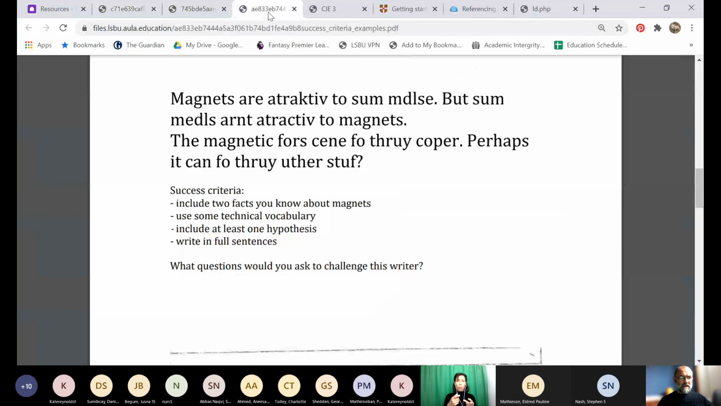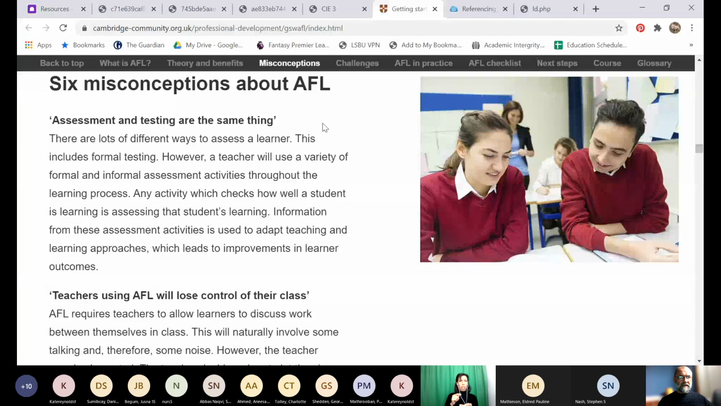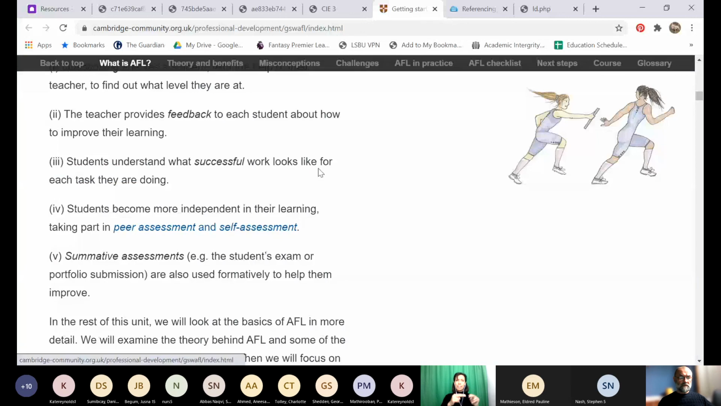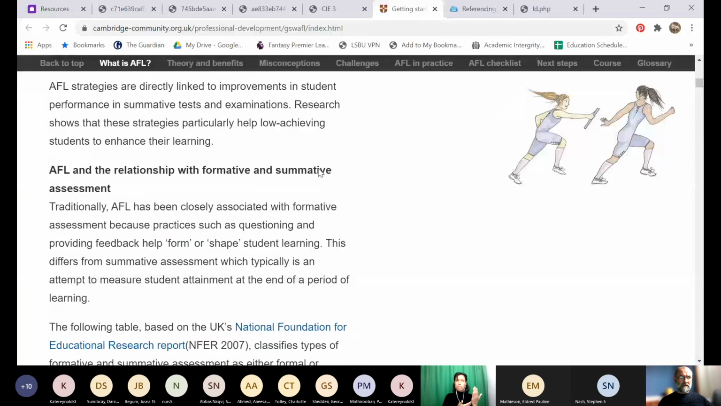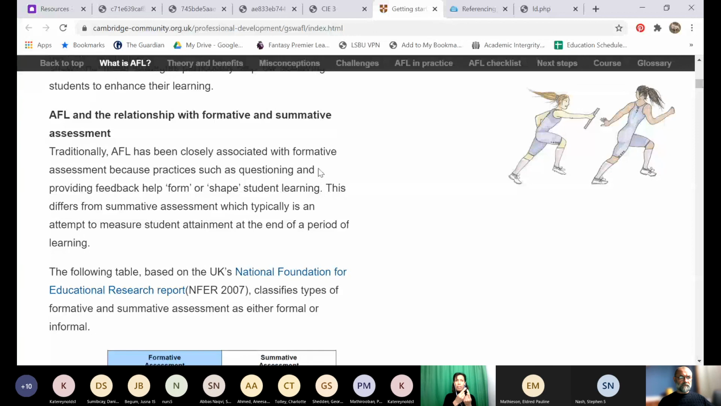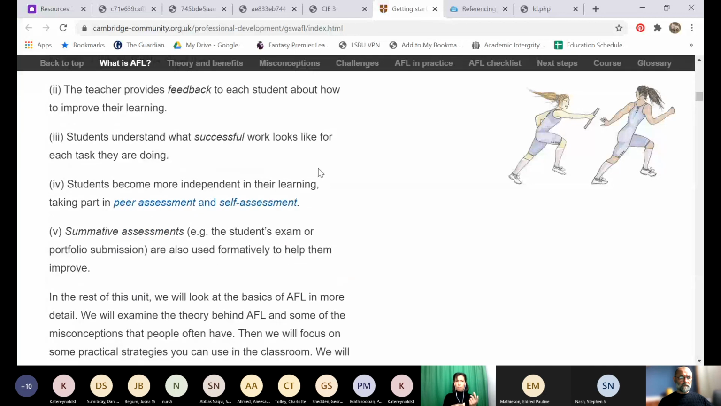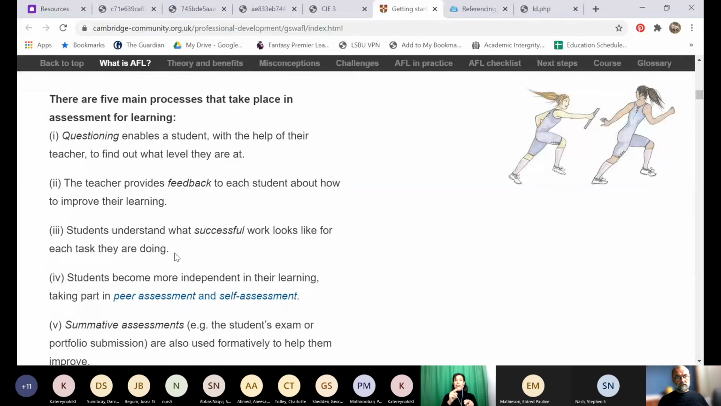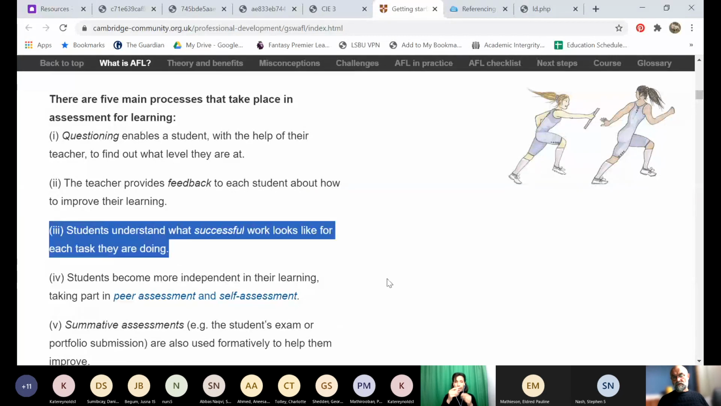let's think, it was in here. There we go. And back in the Cambridge assessment, let me go back to the top here. I think it was in here we came across a little bit earlier on. Here we go. So, assessment for learning: students understand what successful work looks like for each task they are doing.